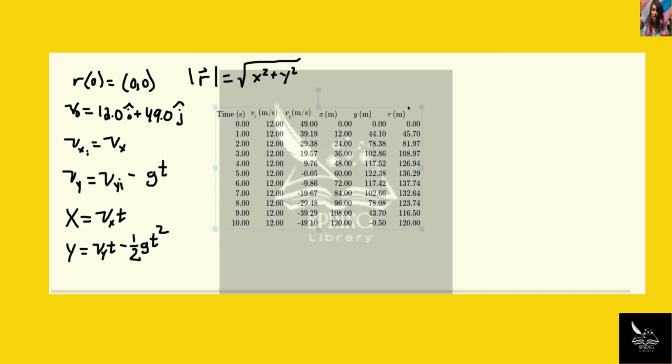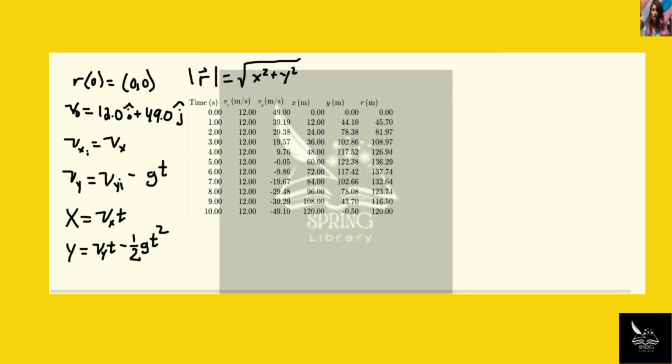There we go. So we make a table, and here you can see we have our time from 0 to 10 seconds. Velocity in the x direction stays constant the whole time. Velocity in the y direction begins positive, and then you can see it becomes negative after it reaches the max height. Then you have your position over time in the x direction, which just stays positive the whole time, increasing from 0. And for the y position, you see it increases from 0, gets to its max height, and then decreases.